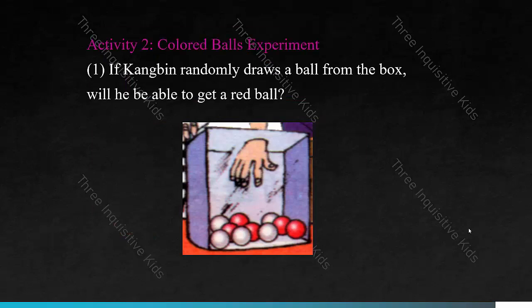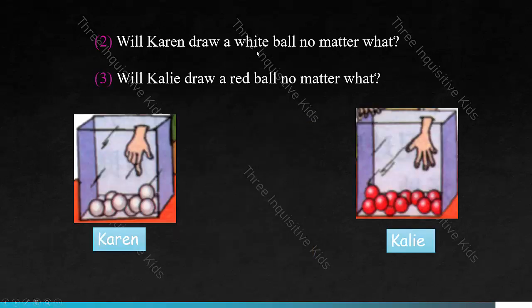If Kanban randomly draws a ball from the box, will he be able to get a red ball? Here you can see we have a box with red and white balls in it. Kanban might get a red ball and he might not. It's a random event. Will Karen draw a white ball no matter what? So this is Karen on the left, and Kalie has a different box on the right. Will Kalie be able to draw a red ball no matter what? Well, for Karen, she only has white balls, which means that no matter what, she's going to draw out a white ball. And it's the same for Kalie with red balls.